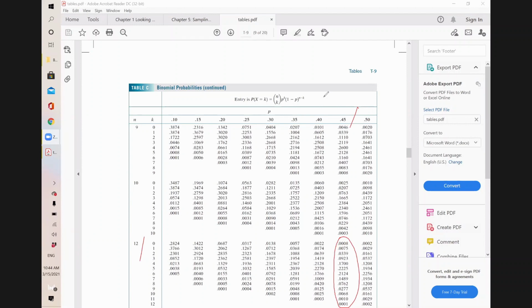Okay, then we have to evaluate. This is the probability of x equals 7. This is the probability of x equals 8. This is 7, this is 8, this is 9, 10, 11 and 12.